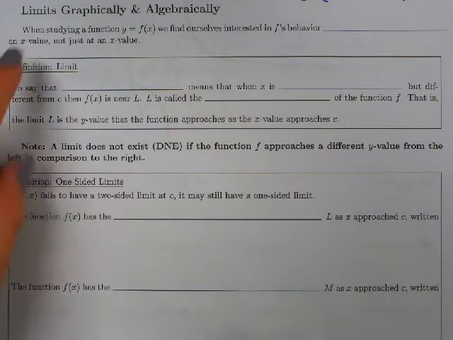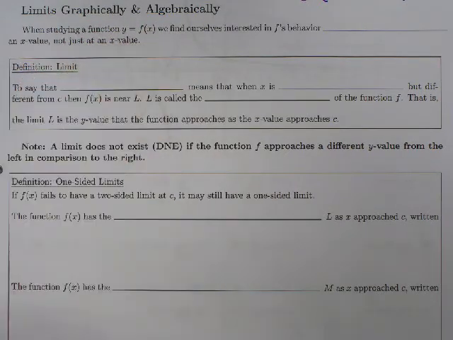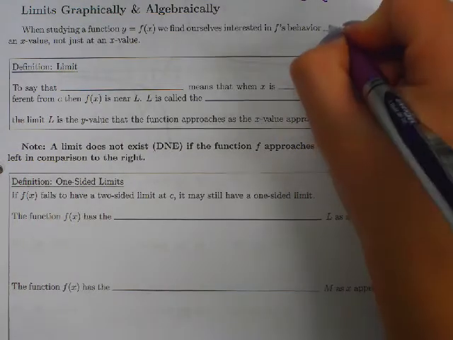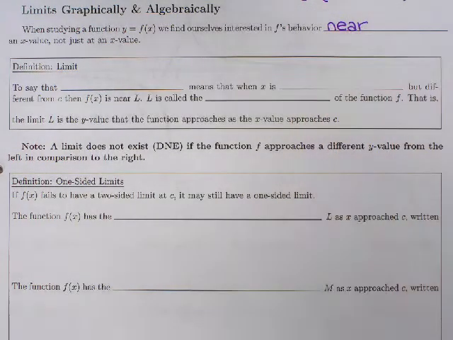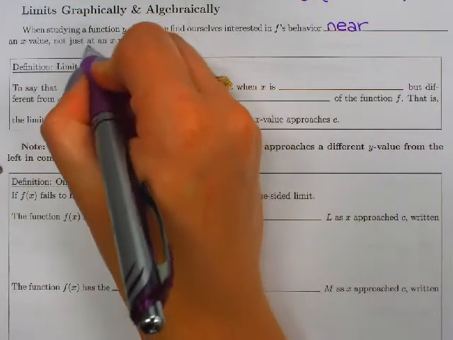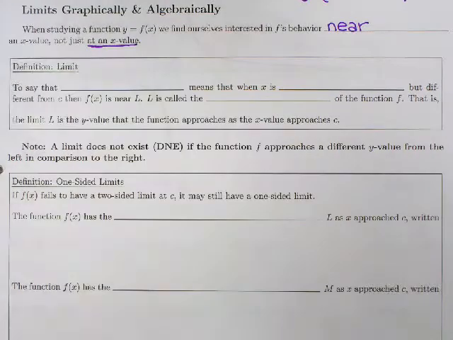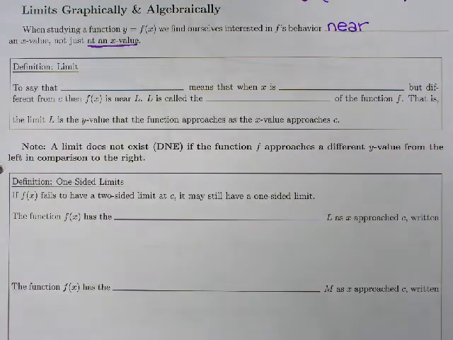So, when studying a function y equals f of x, we find ourselves interested in f's behavior near an x value, not just at an x value. I know it's harder to read on my paper than it is yours, but we want to talk about being near an x value. We're not just plugging in x is 2, because sometimes we can't plug it in, right? It makes us divide by 0, or we take the square root of a negative sometimes.